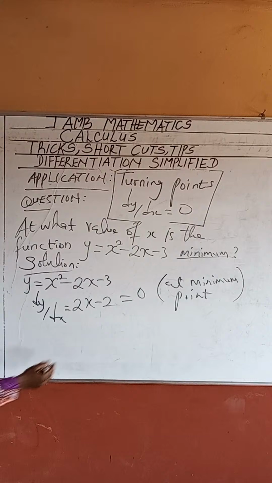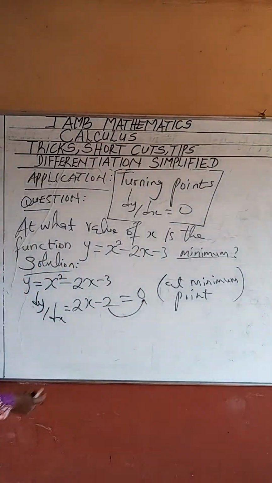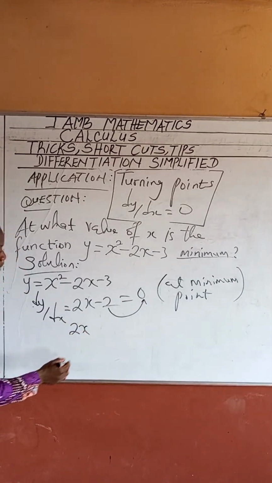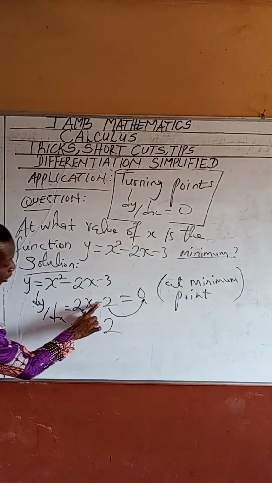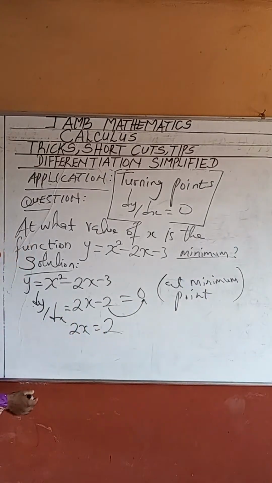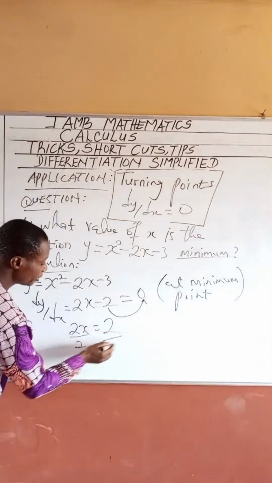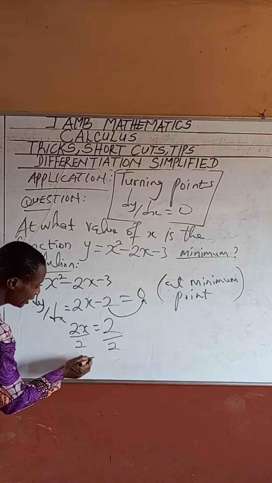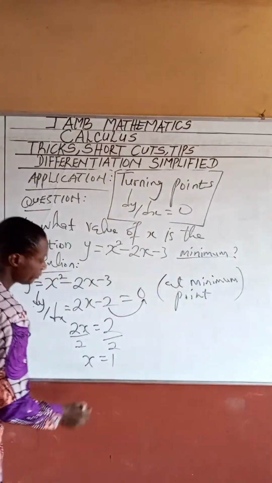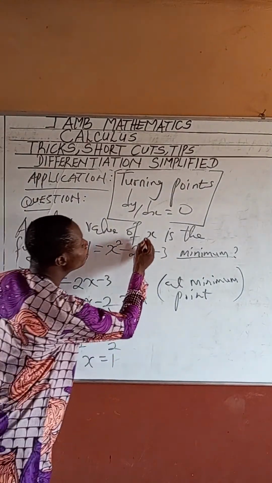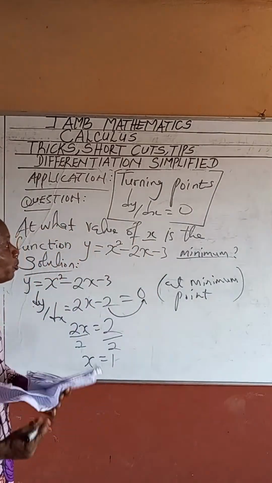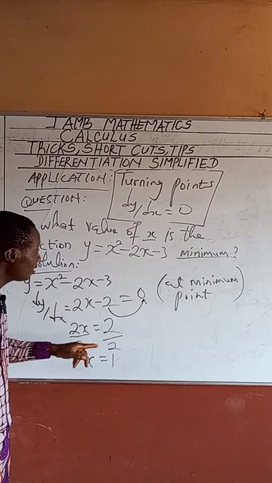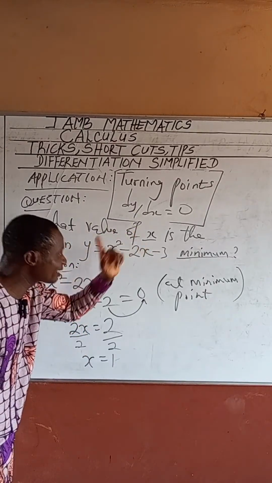So we proceed. Transfer this one this way. If you do that, we'll now be left with 2x alone equals what? 2. Because this minus 2 goes this way, becomes plus 2. Then we can go ahead and do what? Simply divide. If we divide, we'll be left with only x equals 1. This is the value of x. Please pay attention to this. So please, I want you to take note of this so that you don't go doing something else. All right? This is at what value of x?